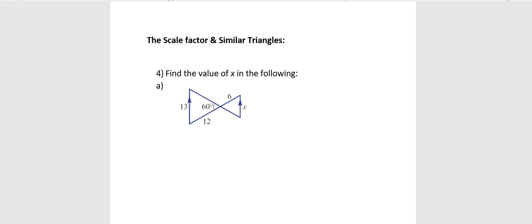So now that we know how to calculate the scale factor and how to use it, let's try this question here. Find the value of x in the following diagram. Now, we can see we've got basically one shape here, but there are 2 triangles joined together. And these triangles are similar because we can see that these opposite angles here are 60. And we have learned how to do tests as well. But these triangles are similar, so I'm going to draw them separately.